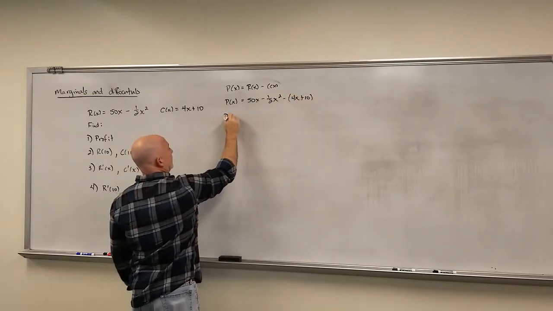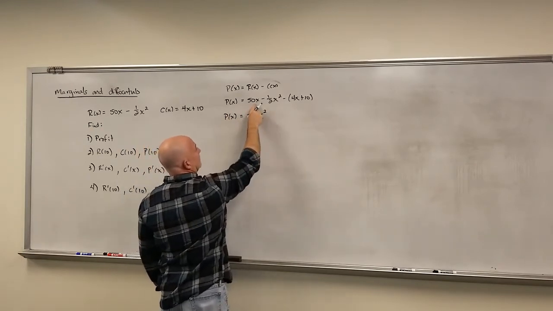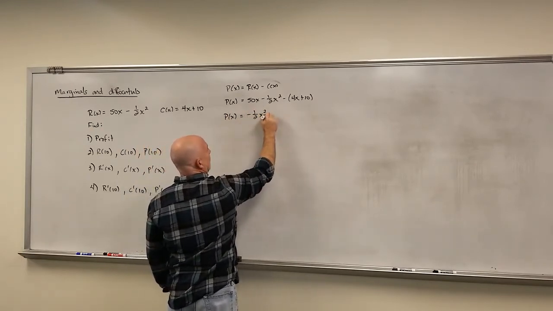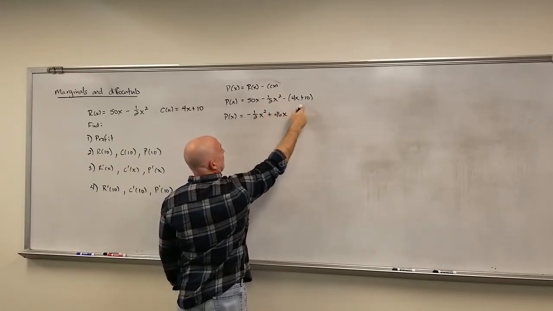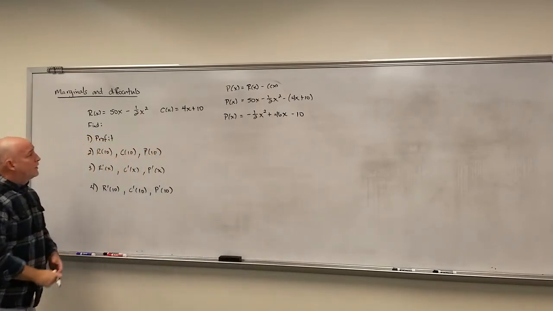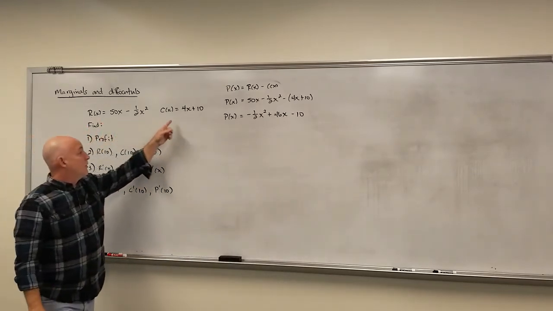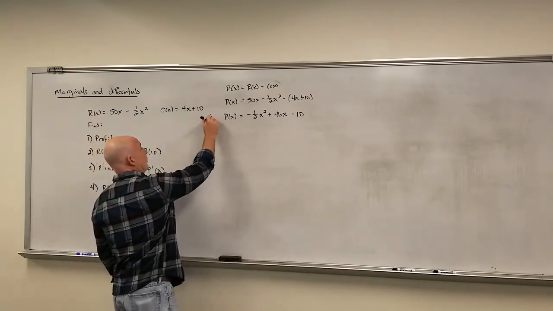So P of X, I'm gonna put this in descending order. Negative 1/2 x squared, 50x minus 4x would be 46x minus 10. Okay, so there's our profit function. So we have our revenue, our cost, and our profit. So that answers question 1 for us.